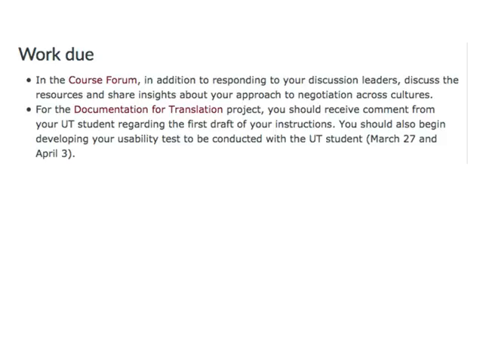For your documentation for translation project, you should have received comment regarding your first draft of your instructions, and you should begin developing your usability test. Have it ready to conduct and complete that test with your University of Trieste student, at least between March 27th and April 3rd, because you will need to share a draft of your usability test on April 5th. To then do the peer review by April 7th, and then quite a few final drafts are due April 10th.